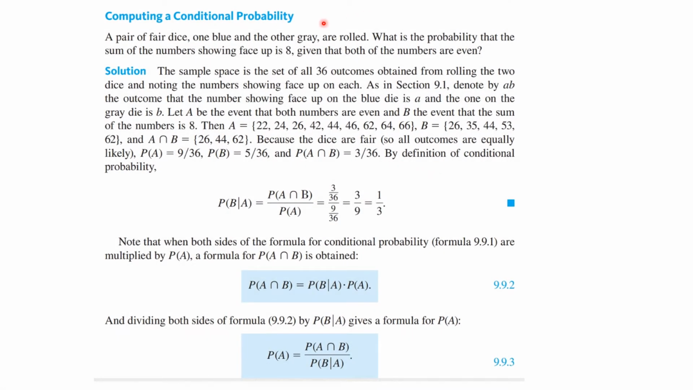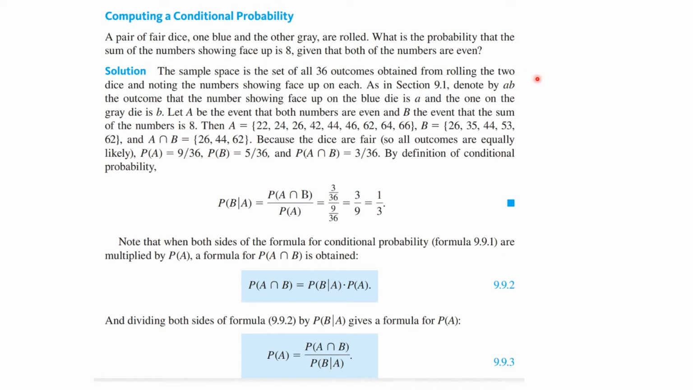Let's compute a conditional probability using that definition. So in this problem, we're looking at a pair of fair dice, meaning that they will have an equal probability of landing on any face, and one of them is blue and one of them is gray, and these two are rolled together. What is the probability that the sum of the numbers showing face up is 8, given that both of the numbers are even? So let's look at the solution.